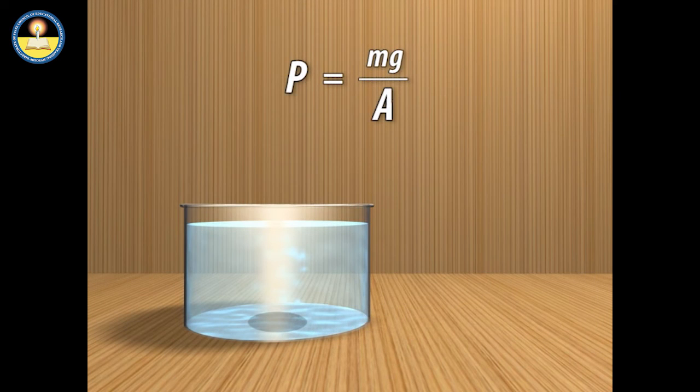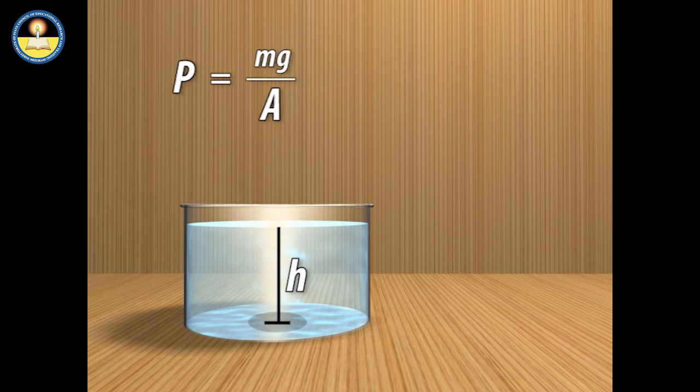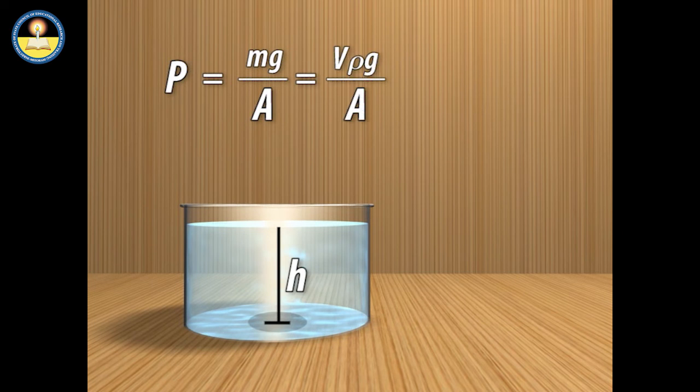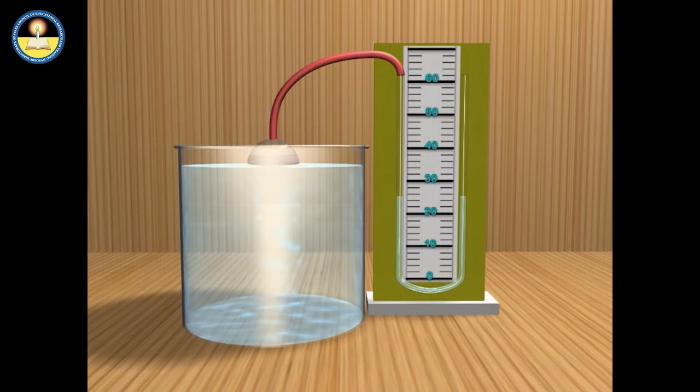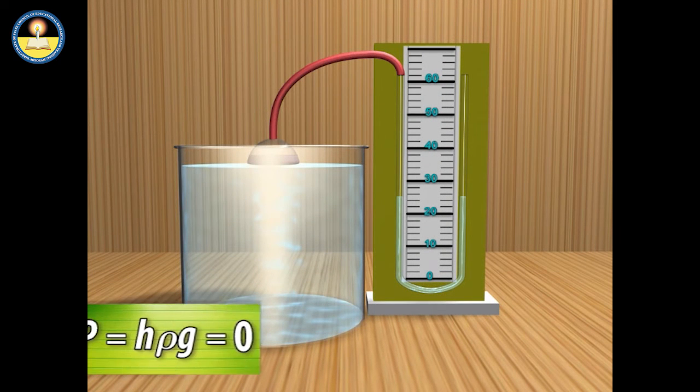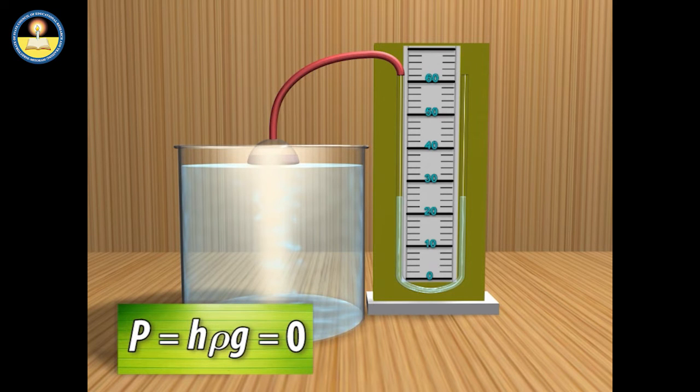Hence, the pressure at a point at a depth of h in a liquid can be measured as the ratio of the weight of the liquid column and the area. Also, mass can be measured as the product of volume and density. Hence, the pressure at a point inside the liquid can be obtained by the product of its depth, density, and acceleration due to gravity, as shown. This shows the liquid pressure on the surface is zero, as the height of the liquid column is zero.